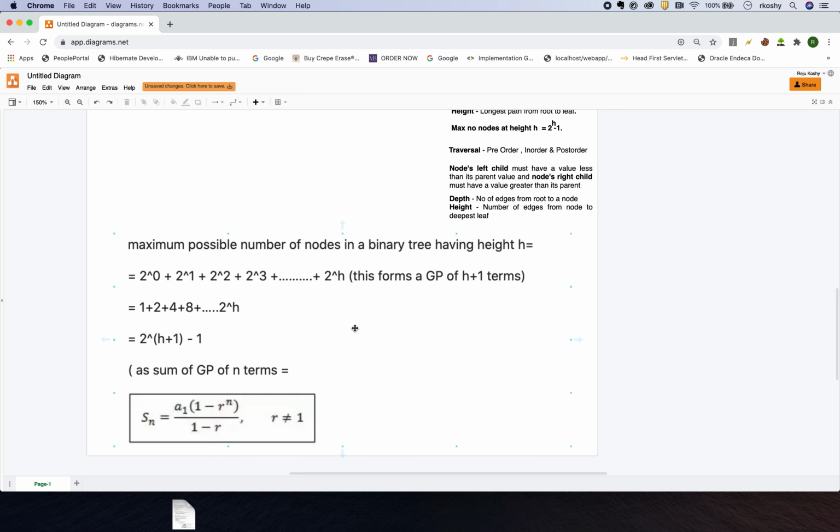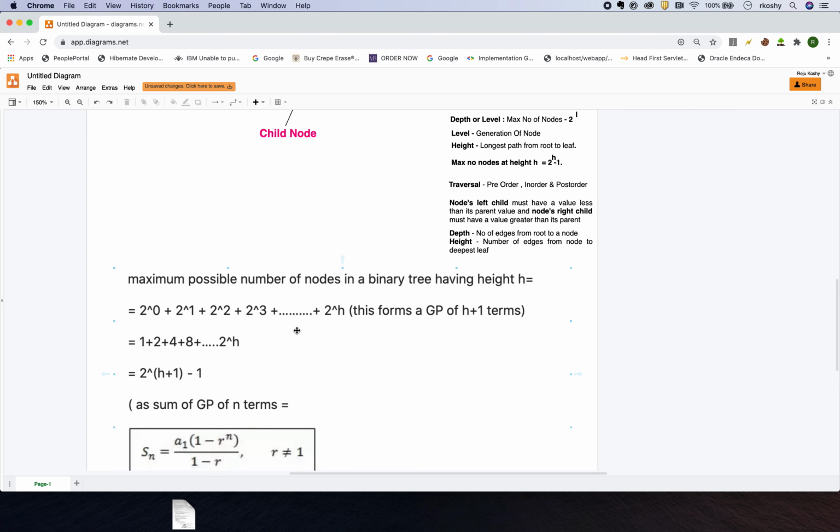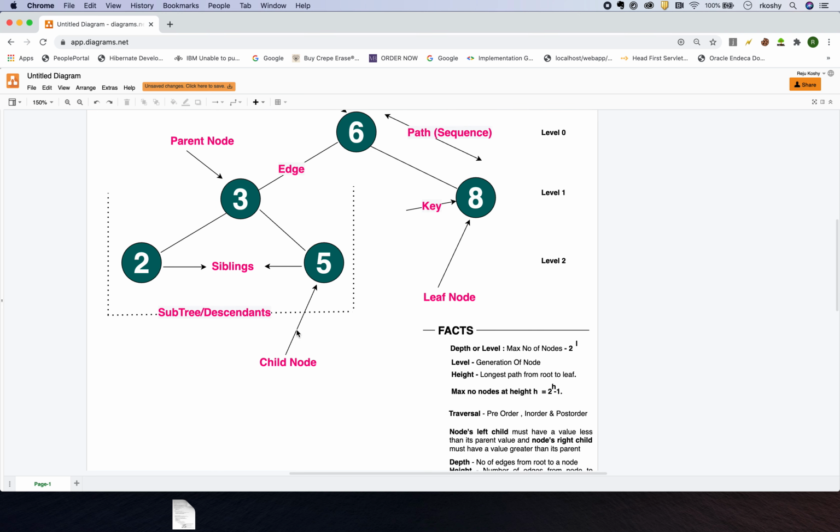And finally it will derive into this specific equation, as a sum of GP of n terms. So this is all basic math, so it will derive like this. I just noted it down for curiosity purposes. Right now you don't really need to worry about it, unless you are doing a PhD or any research on data structures, then this should be useful. But let us go back.